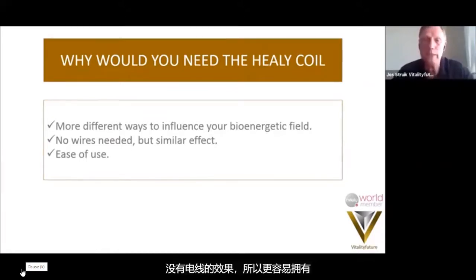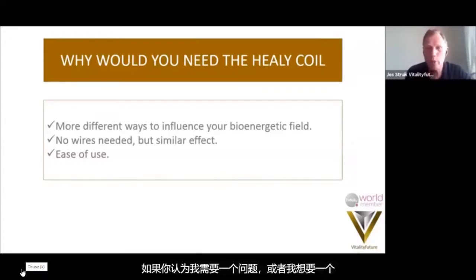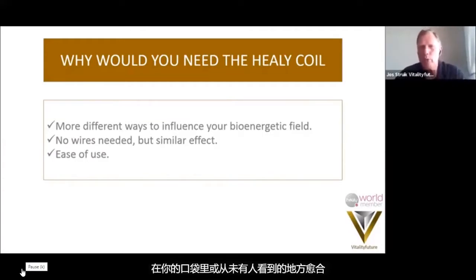So it's also easier to have your Healy with you. Wherever you are, if you think I need a program or I want a program, you simply run it and you put your Healy in your pocket or wherever. Nobody sees it, but you're still working with it at a similar level as the microcurrents. And of course, if you are a Healy World member, you're not going to put your Healy away, you want to have it visible, but still you don't have the wire.